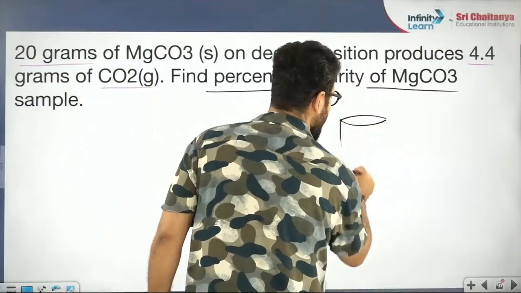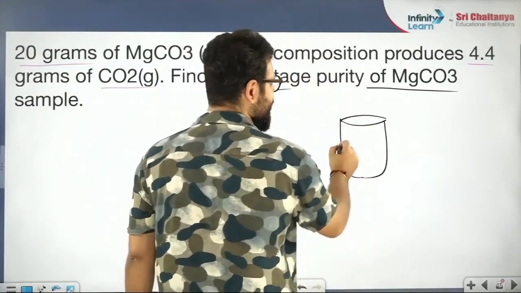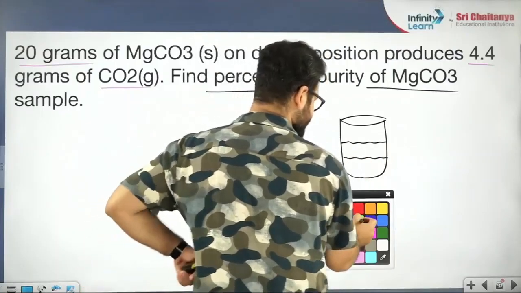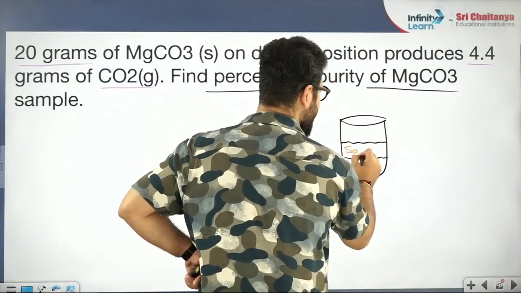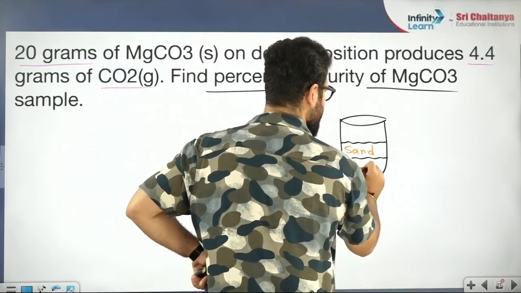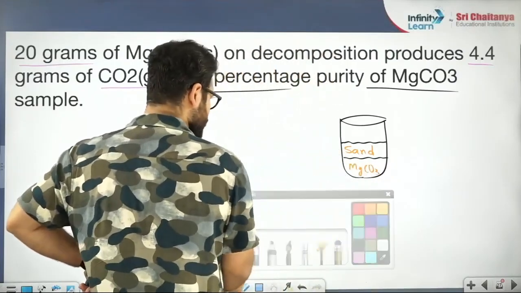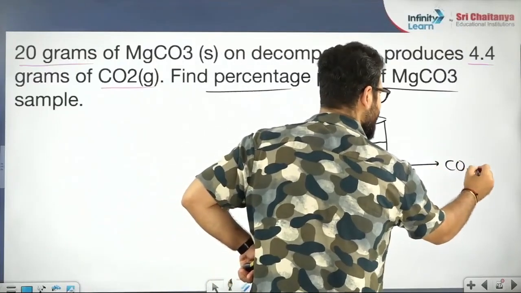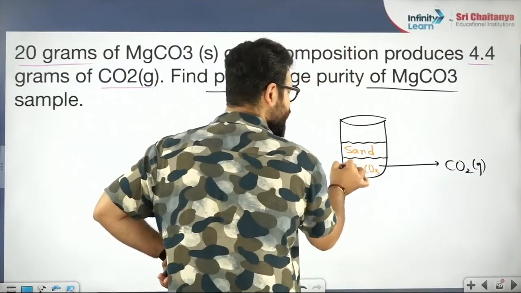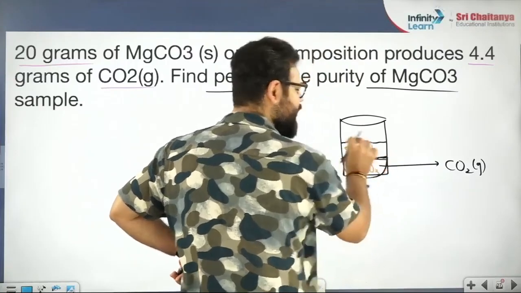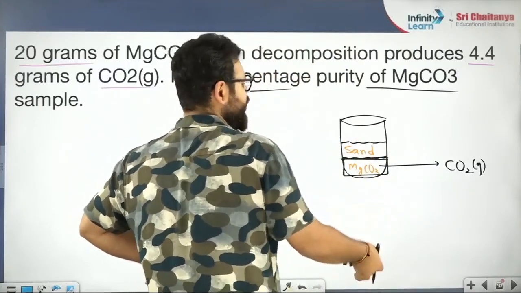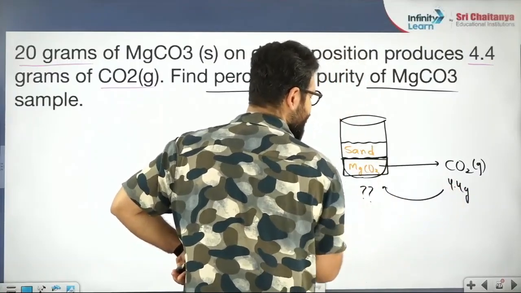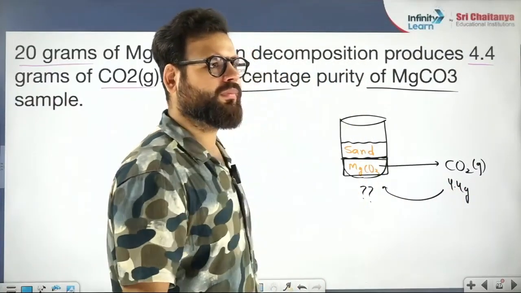Everybody think like this. This is the MgCO3 sample in which some sand is there, some MgCO3 is there. Some amount of sand is there, rest amount of MgCO3 is there. One thing you all know: all CO2 will come only from MgCO3. Sand will not give CO2. So 4.4 gram CO2 comes from how much MgCO3? That is pure MgCO3. Then find the percentage.